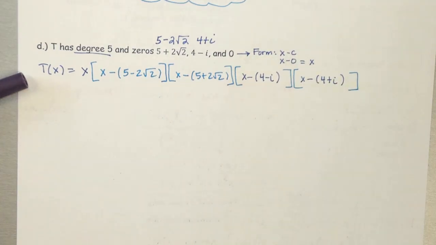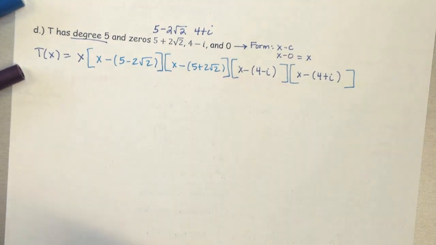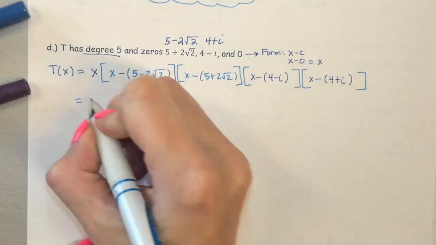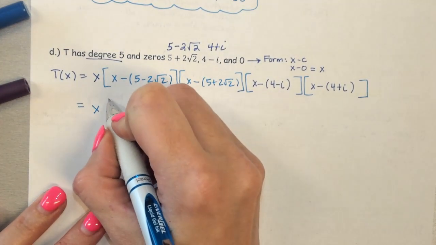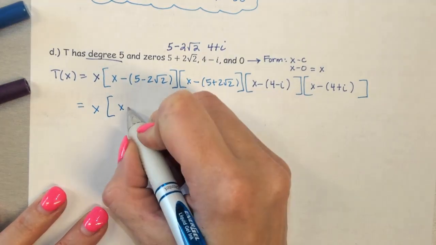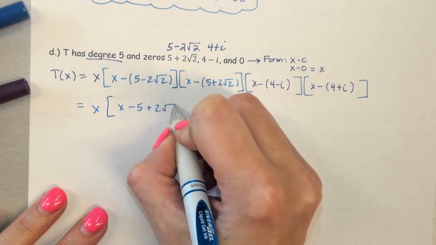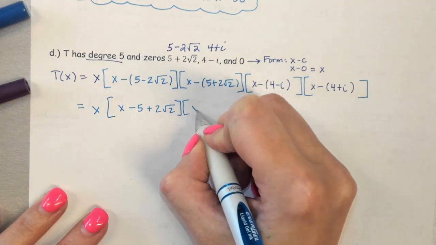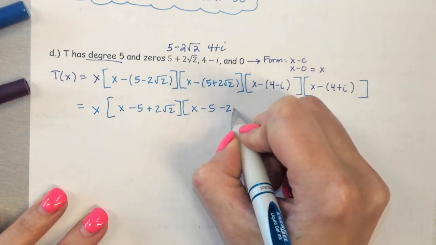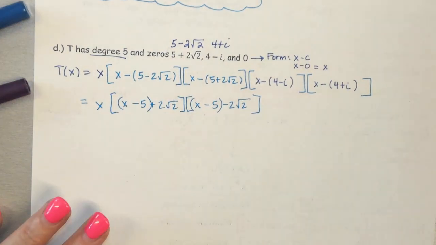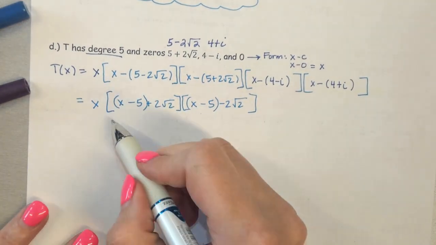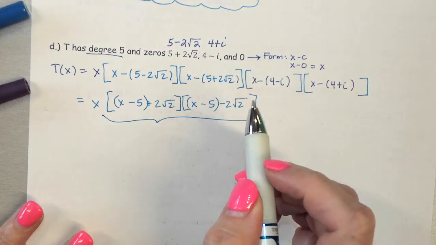Okay, so as you practice these, you are going to notice some patterns start to emerge. Okay, you're going to get better, faster, stronger. Okay, so you have x minus 5 plus 2 root 2, x minus 5 minus 2 root 2. Okay, so now we can regroup. I like to just work with one of these at a time.